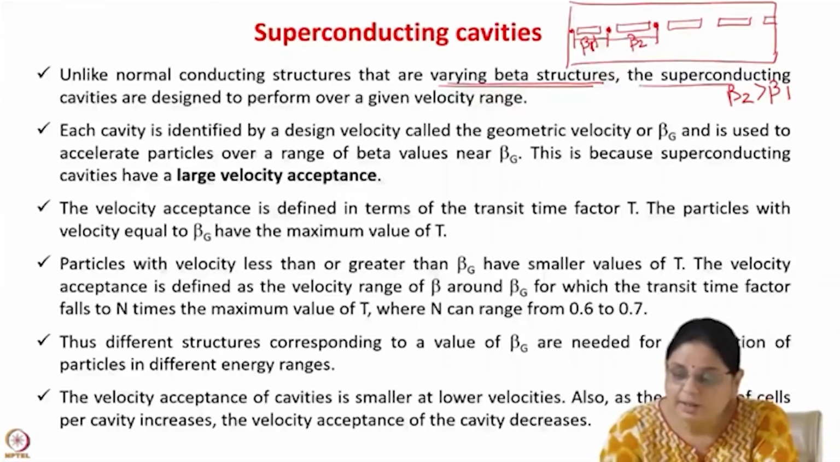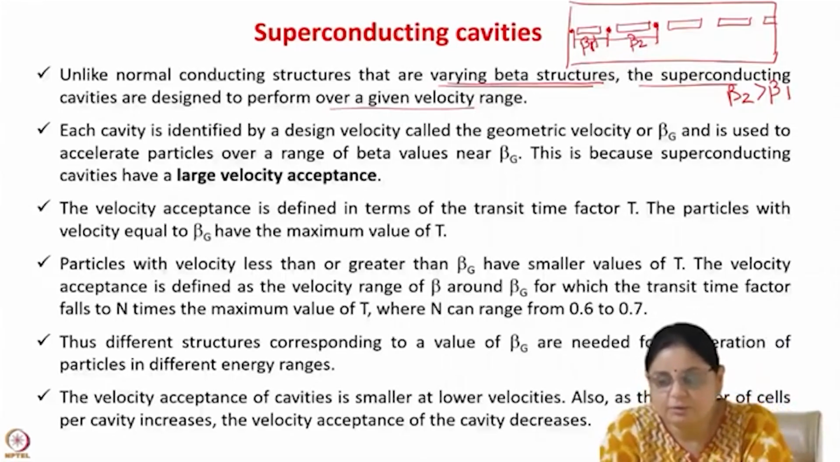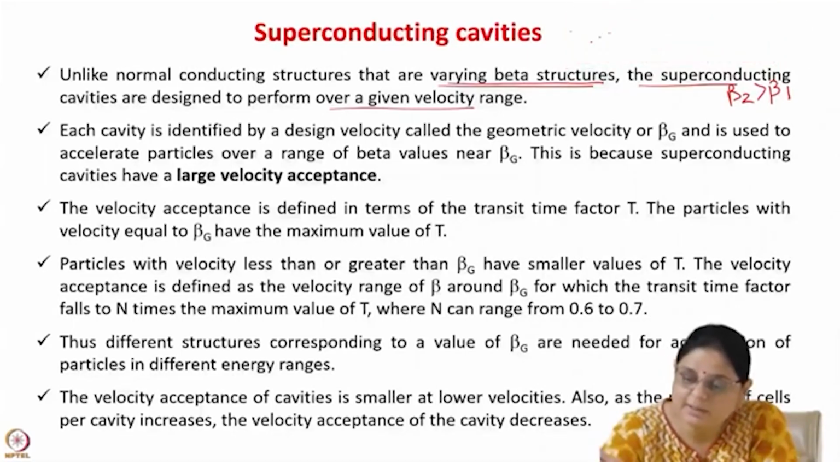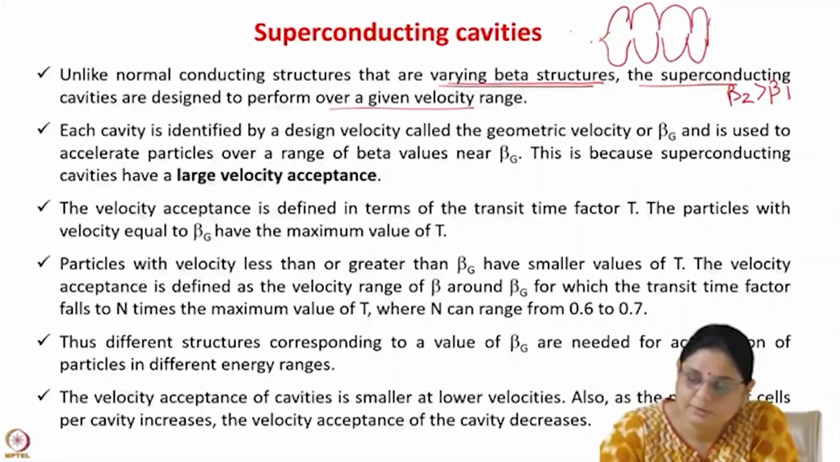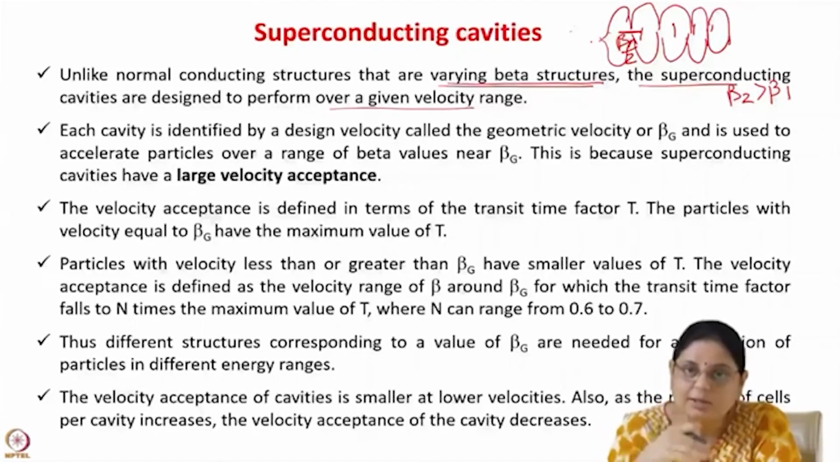The superconducting cavities, however, are designed to perform over a given velocity range. So superconducting cavities are designed such that the cell lengths are all constant. Let's say we have a 5-cell elliptical cavity. Here the cell length is beta lambda by 2 because it's a pi mode structure. They are designed to operate over a given velocity range, because fabrication of superconducting cavities is expensive.